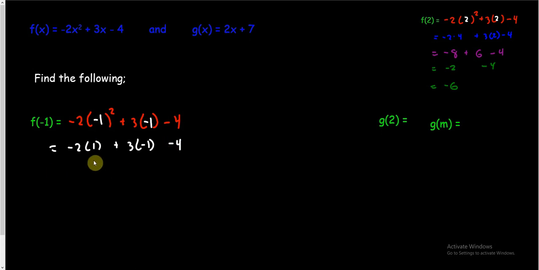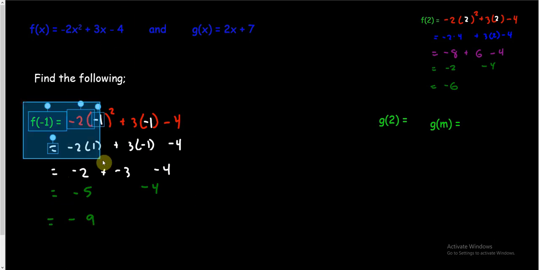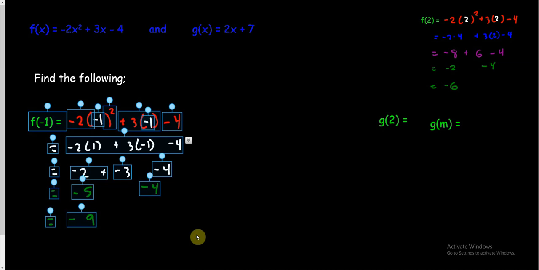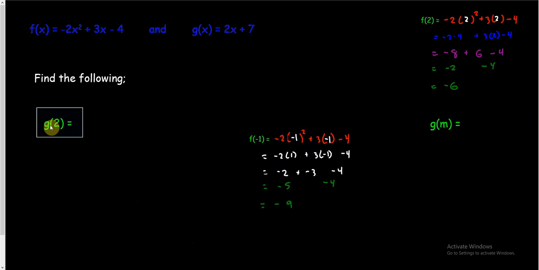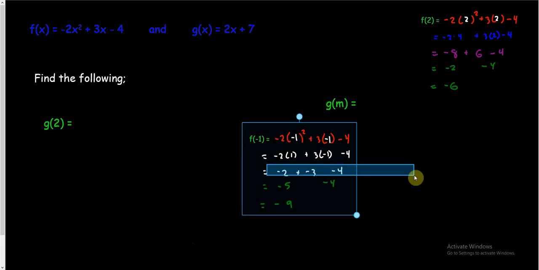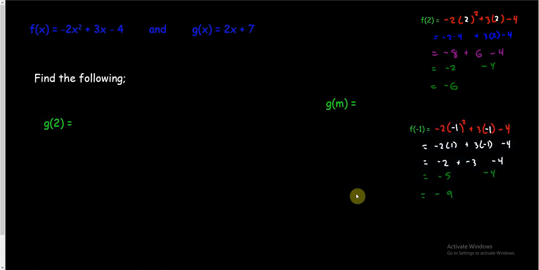All right, so now I can do these multiplications. Negative 2 times 1 is negative 2. 3 times negative 1 is negative 3. Bring down the negative 4. Negative 2 plus negative 3 is negative 5. And negative 5 minus 4 is negative 9. Okay, nice. So this is nothing but arithmetic once you understand how to plug into the function, but it's good practice to plug into these functions and use this technique of rewriting it as blanks where the x's go, before paying attention to what you're plugging in.